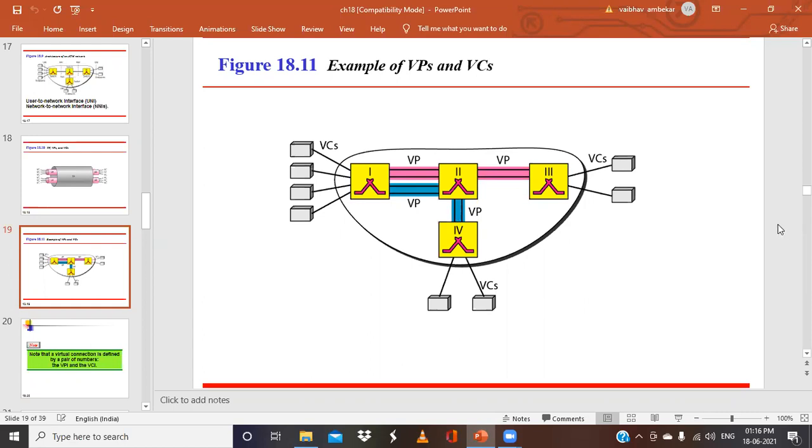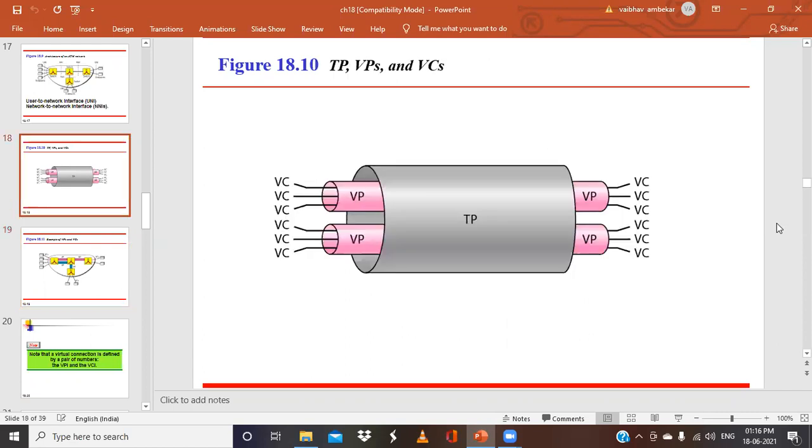For this, we need to understand the transmission path, virtual path, and the VP. So what are these transmission paths all about? As we were discussing, the connection between two endpoints can be identified by using the transmission path, virtual path, and virtual circuit. For this we have VPI, virtual path identifier, and virtual circuit identifier. We'll discuss this with an example.